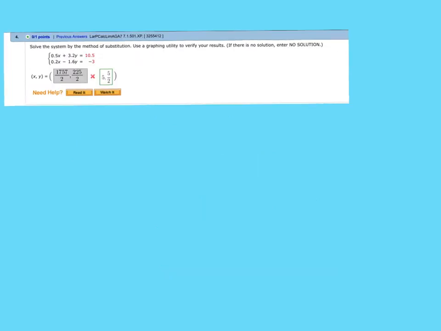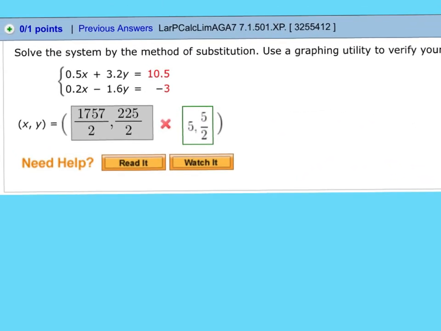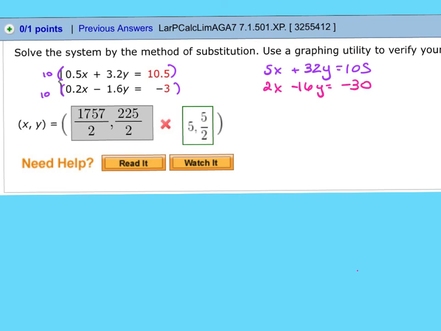Okay, this question says solve by substitution. Use the graphing utility to verify your results. So the first thing I would want to do is get rid of the decimals here. So if I can multiply this by 10 and this also by 10, I'd get 5x plus 32y equals 105. And 2x minus 16y equals negative 30.